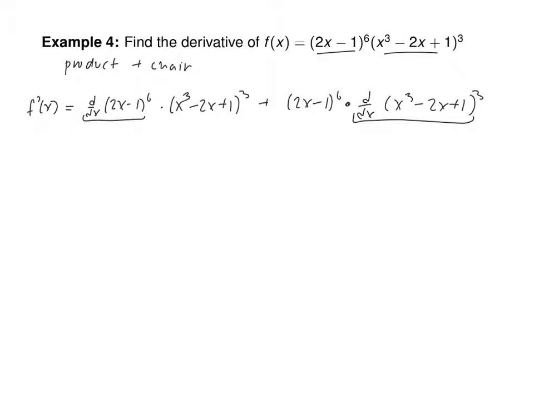Okay, so this first thing, I'll do it in purple. What is its derivative? First the 6 times 2x minus 1 to the fifth, and then times what, because of the chain rule? Times 2. And then x cubed minus 2x plus 1 cubed. The 2 came from the derivative of the 2x minus 1 that is inside the sixth power. Does that make sense? Okay, we good with that?